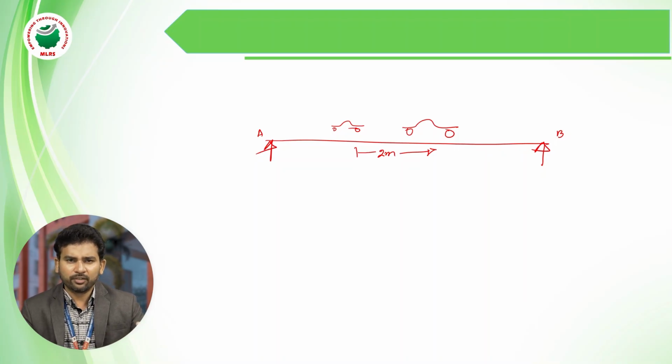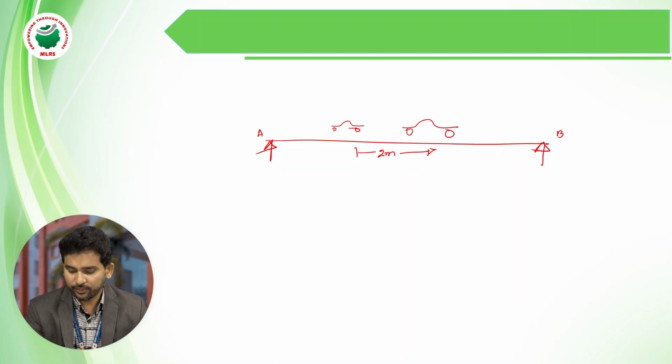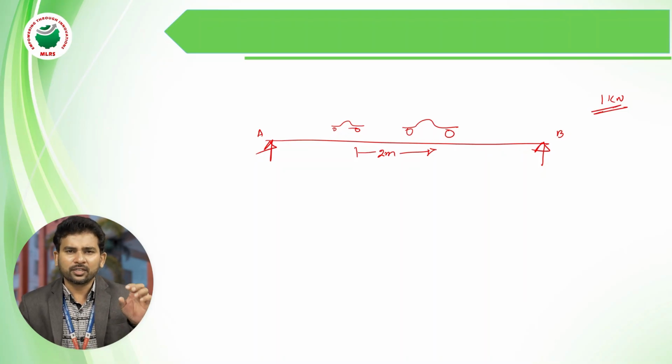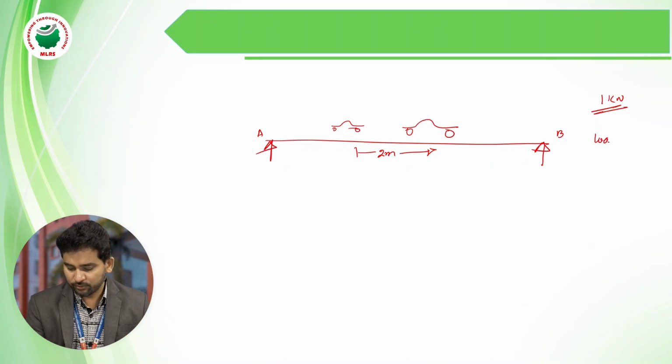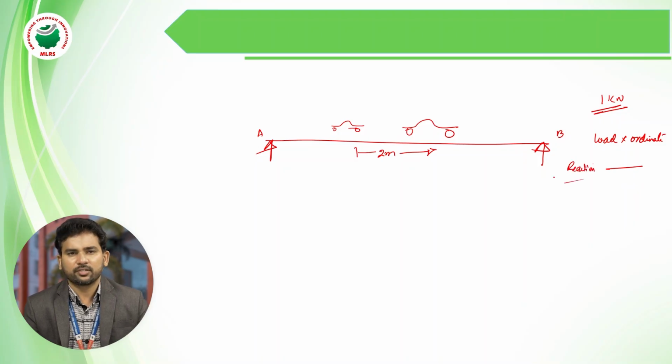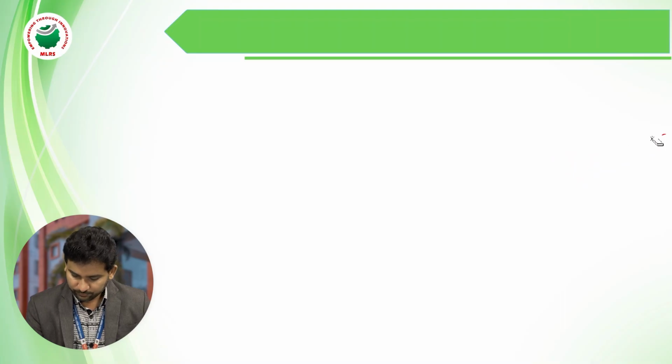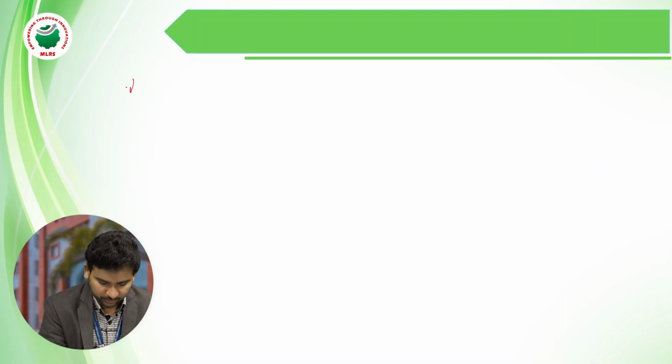In the previous video we saw that, irrespective of the original load, we calculate the reaction, shear force and bending moment for a unit load, 1 kilonewton. Then the actual load multiplied by the ordinate gives the total reaction. That is the influence line diagram. So we'll go with one problem: two wheel loads.